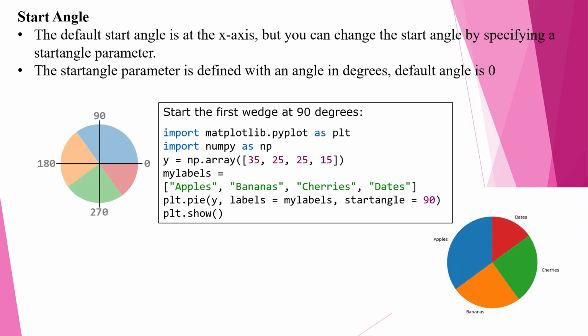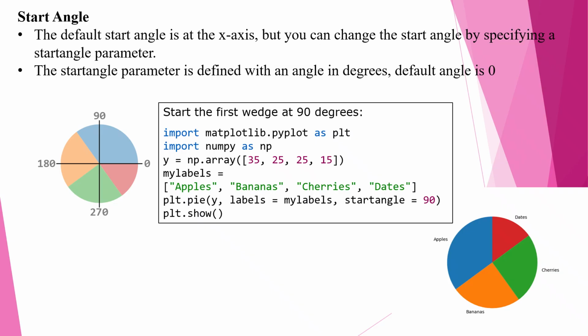Start angle. This example shows how to control the starting portion of a pie chart using the start angle parameter in matplotlib. By default, the first wedge of the pie chart starts from the x-axis at 0 degrees and is drawn counterclockwise. However, by specifying a different start angle, we can rotate the chart to improve its appearance or readability.